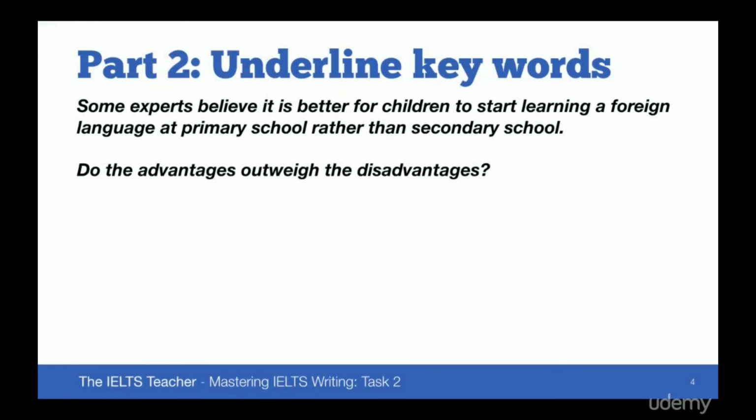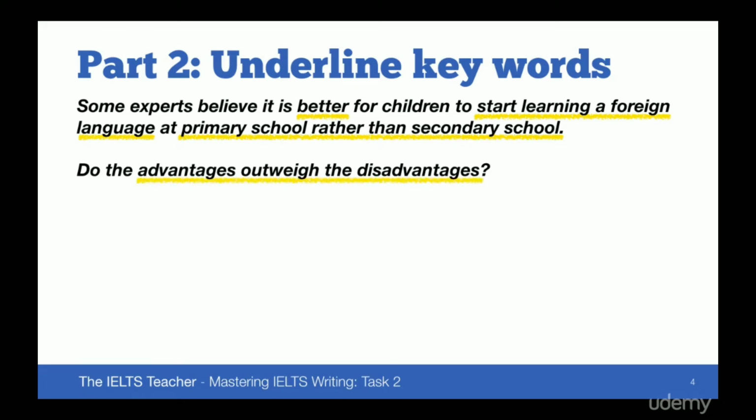The second part of the process of planning is to underline the key words so that we stay focused on the task requirements. In this case, I would say that the key words are better, so we're thinking of comparatives, whether to start learning a foreign language at primary school rather than secondary school. So better, start learning a foreign language, primary school, secondary school. These are the key themes to think about in an essay like this. It helps us to stay focused on those ideas if we underline them.